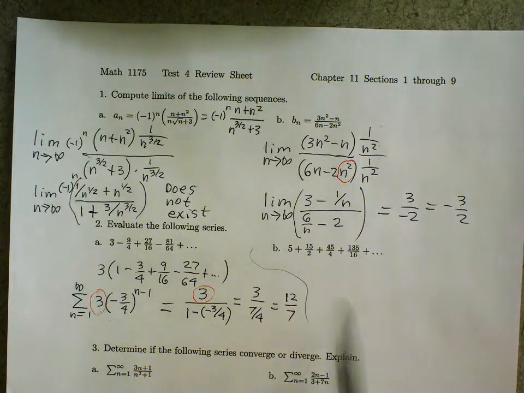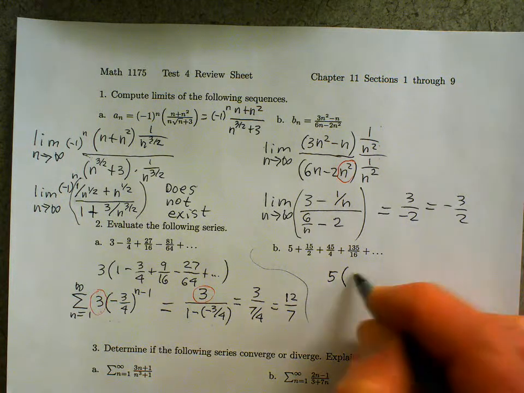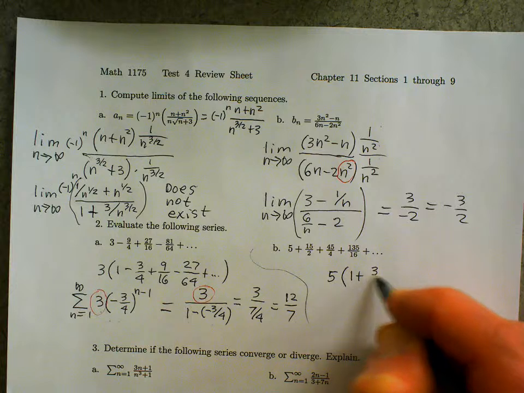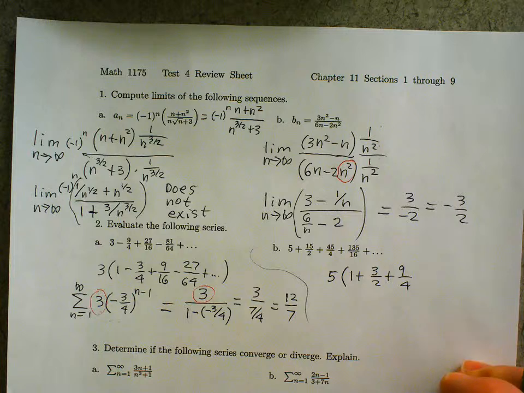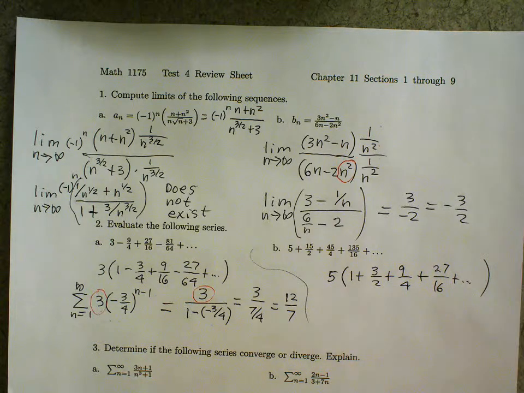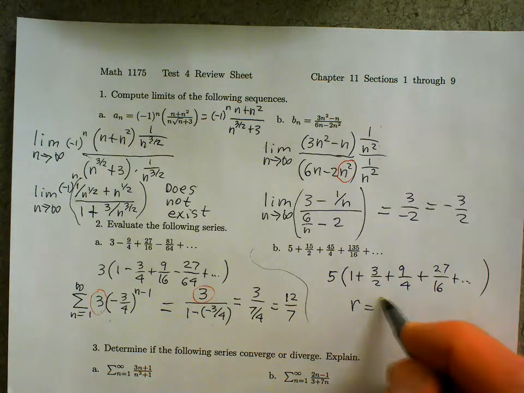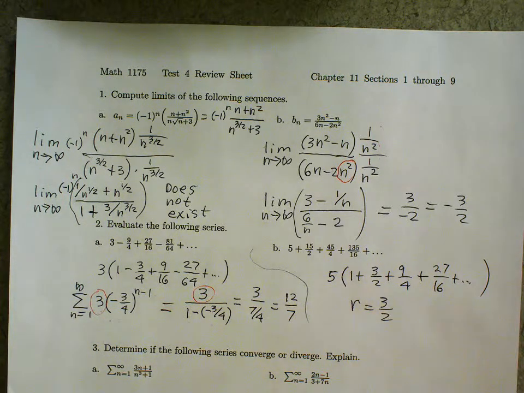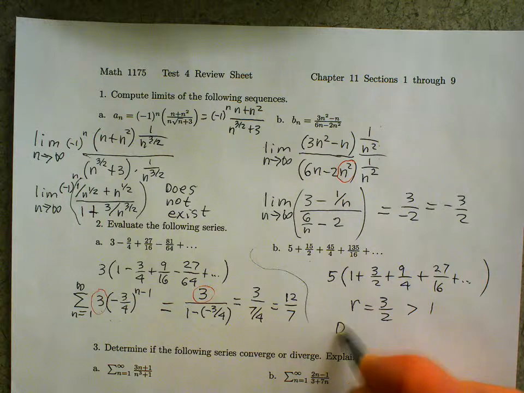Okay, the other geometric series, if we factor 5 out, we have 5 times 1 plus 3/2 plus 9/4 plus 27/16. This time the common ratio is 3/2. And since that is greater than 1, we conclude that the geometric series diverges.